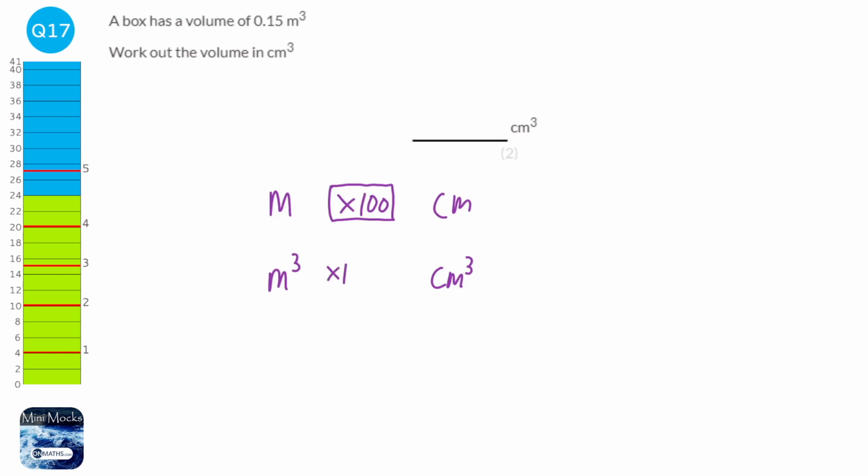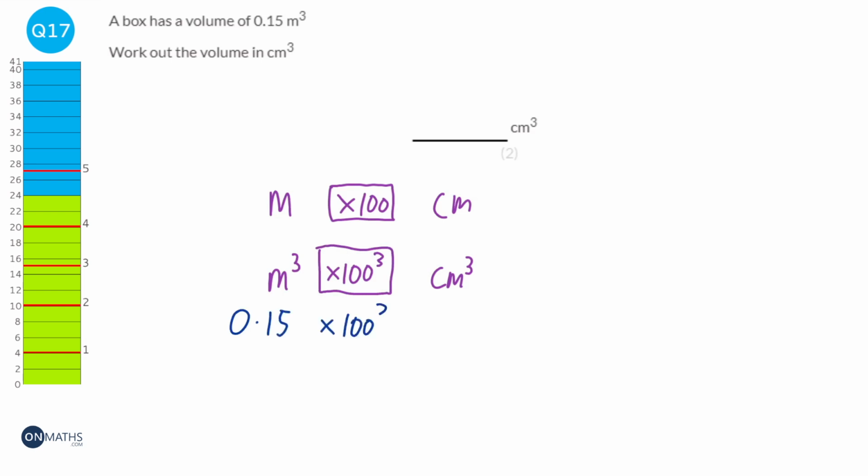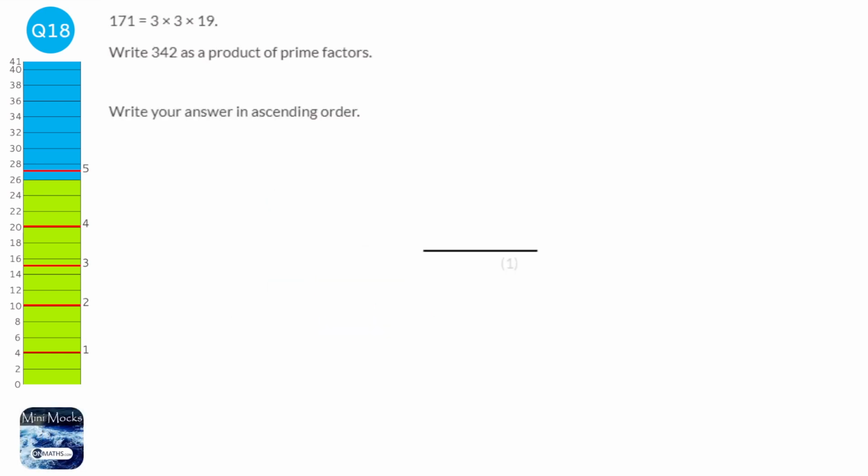So what we do is we times it by 100 3 times, times 100, times 100, times 100, or times by 100 cubed. So we get our amount, 0.15, times it by 100 cubed, and that will give us 150,000. So our answer is 150,000 centimeters cubed.